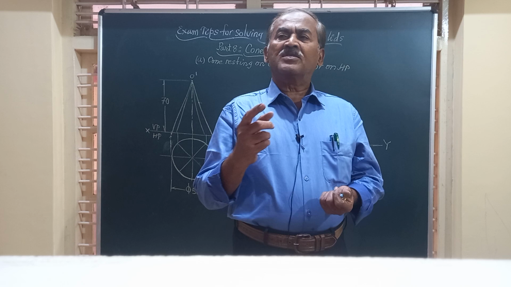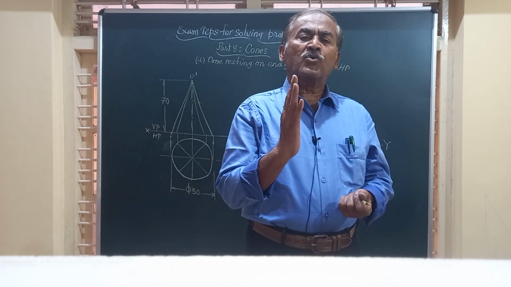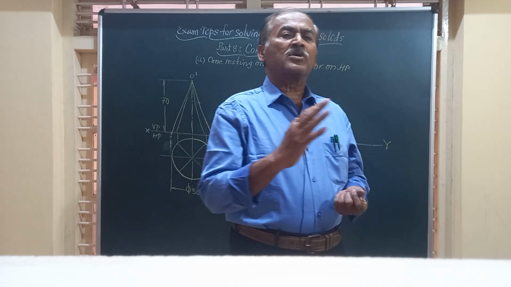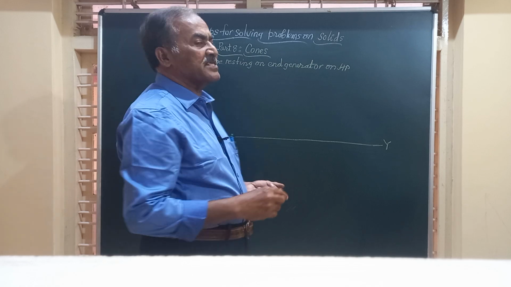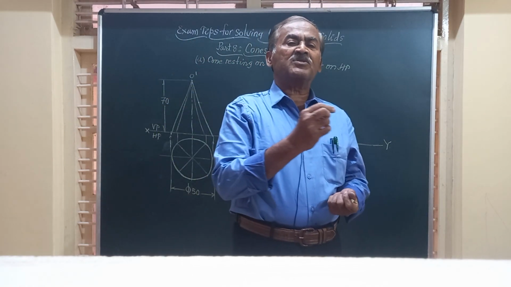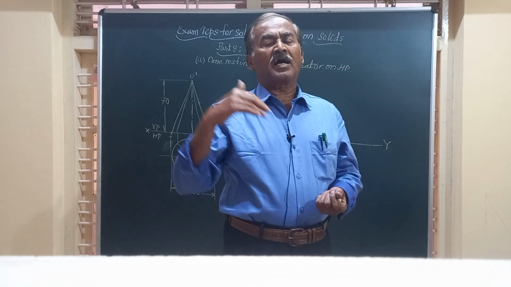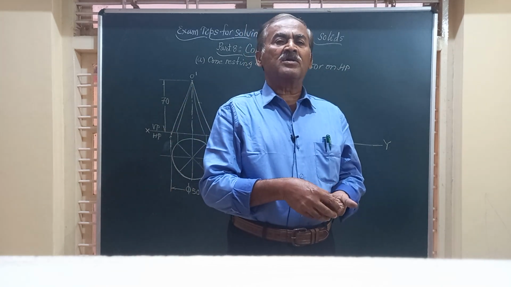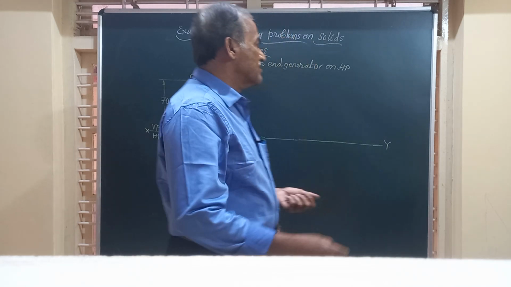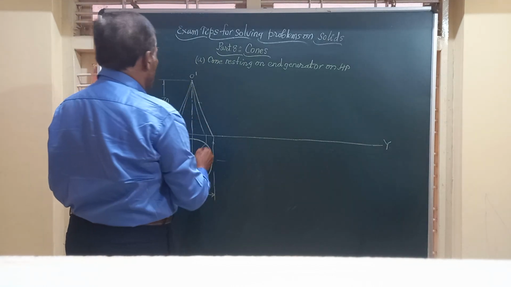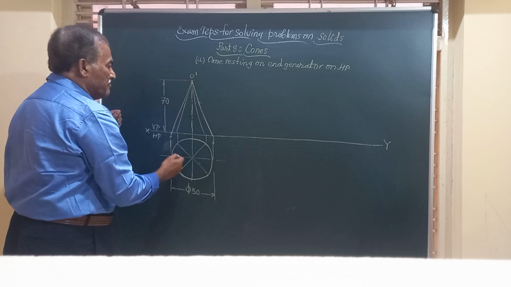And friends, this is the first step. In the second step, you may be asked to draw the projection when the cone is resting on one of the end generators. End generator means last generator. The generator to the right side of the observer and that to the left side of the observer are called end generators.